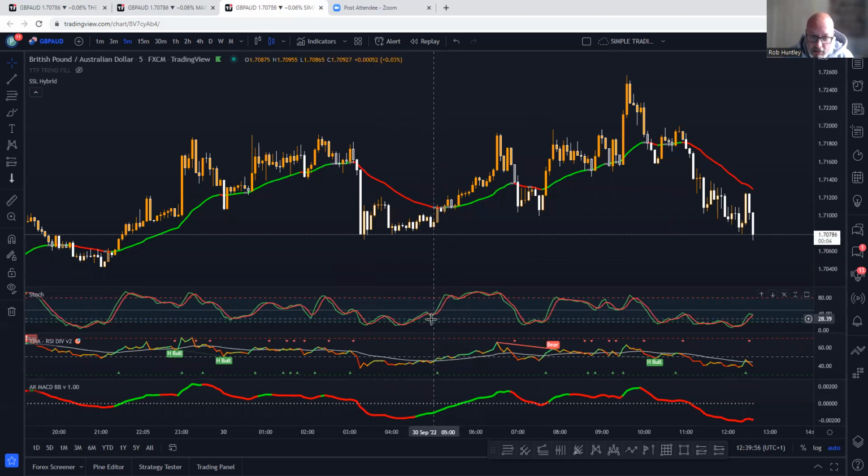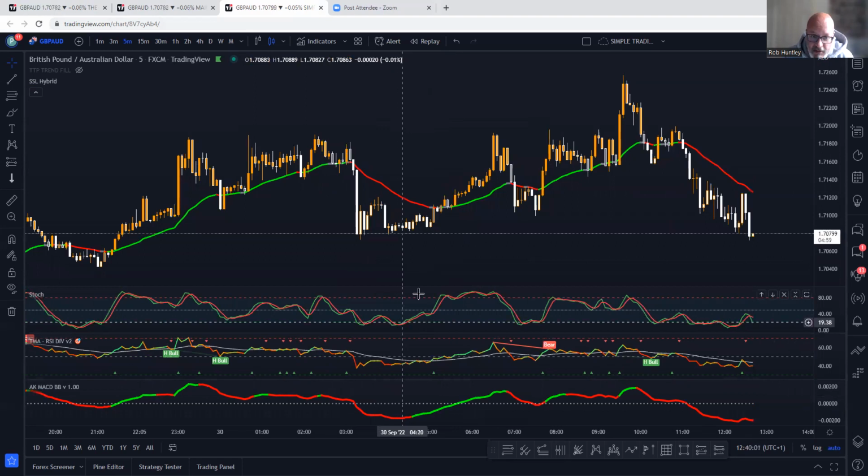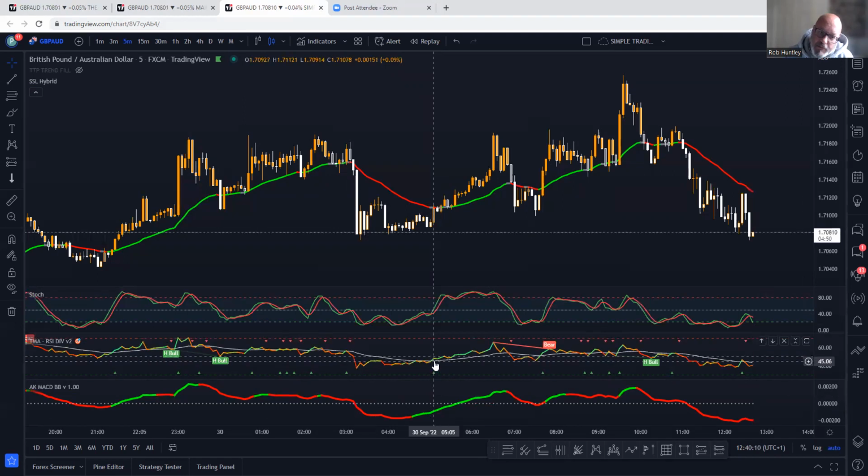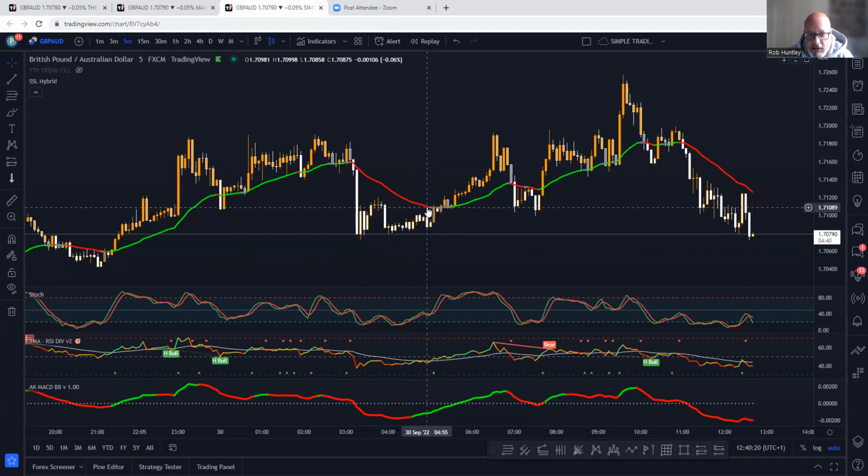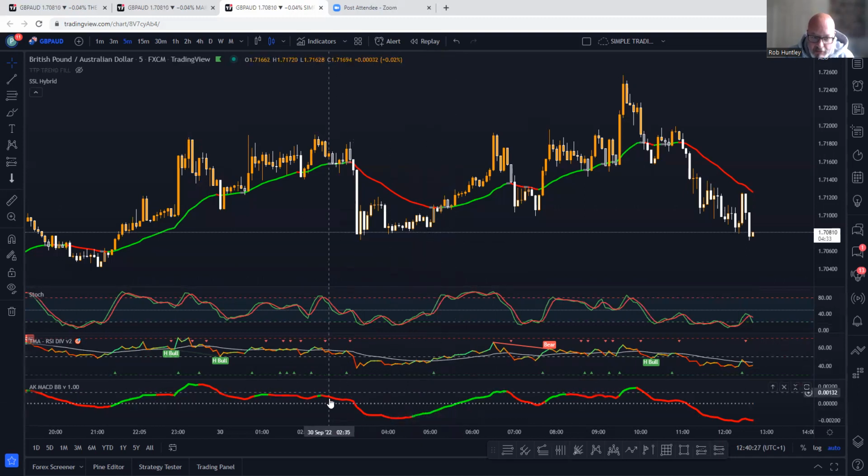So here we've had the stochastic cross above, green above red, but the line is still red at the top here. Then we're looking for the RSI oscillator to cross above the floating line, and ideally to cross above the 50 level. So at that point it hasn't happened yet. The line is still red / grey, it hasn't turned green. And then we're looking for the MACD to go from red to green.